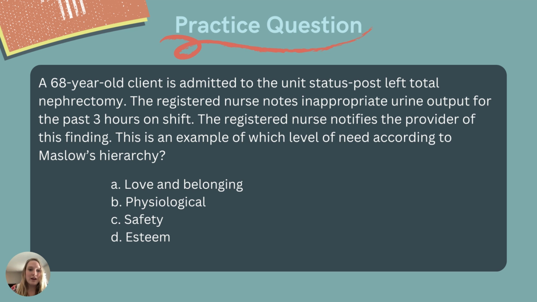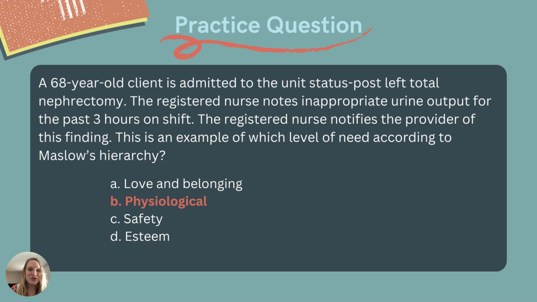So, how does this apply to nursing care? Let's do a quick practice question. A 68-year-old client is admitted to the unit status post left total nephrectomy. The registered nurse notes inappropriate urine output for the past 3 hours on shift. The registered nurse notifies the provider of this finding. This is an example of which level of need according to Maslow's hierarchy of needs? Is it A, love and belonging, B, physiological, C, safety, or D, esteem? Go ahead and pause if you need to, then press play and jump back in when you're ready.